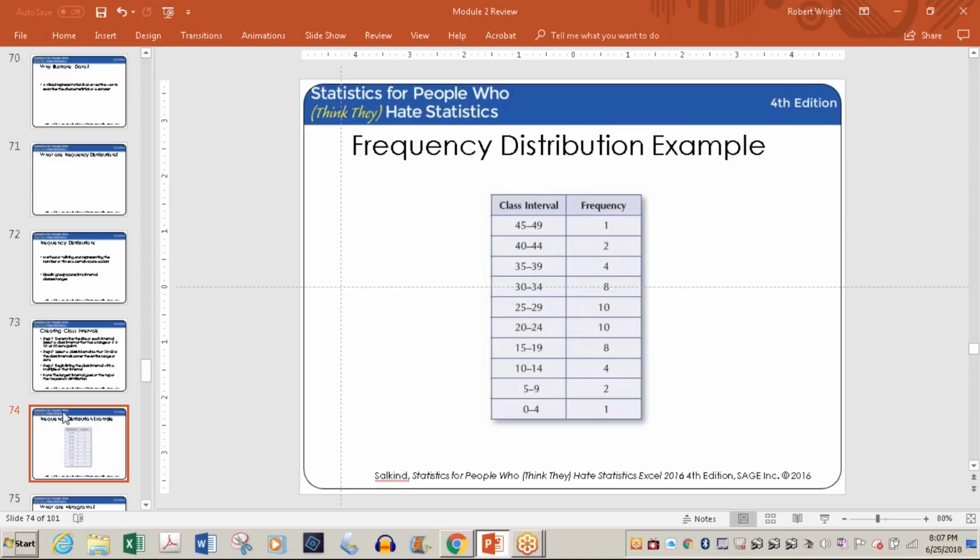Okay, here's our sample frequency distribution. You have these different class intervals here, 45 to 49, 40 to 44, and so on. And here's the frequency, how often these age groups appeared in a survey or in a test.